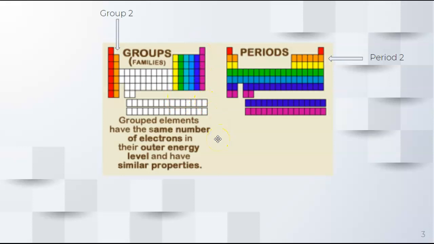And one important thing you should know is that elements in a group all have similar properties, okay? They all behave similarly, they act alike, sometimes they look alike, and they're going to do some similar things with their electrons too, but more on that later.